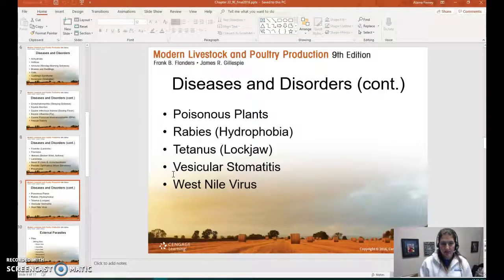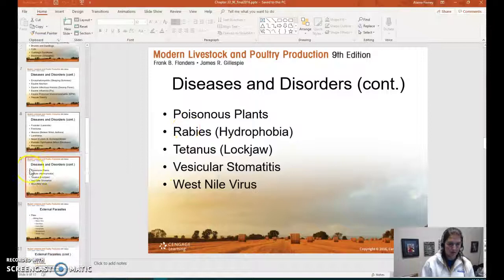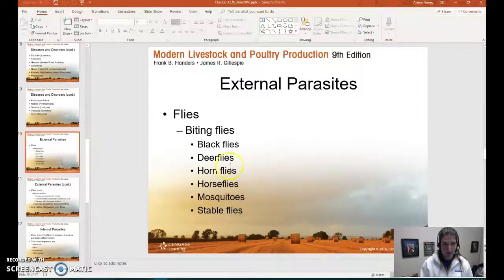Some other ones are the West Nile virus. We vaccinate for the West Nile just like we vaccinate for us. And they can get rabies, and they're kind of like a dog in that.